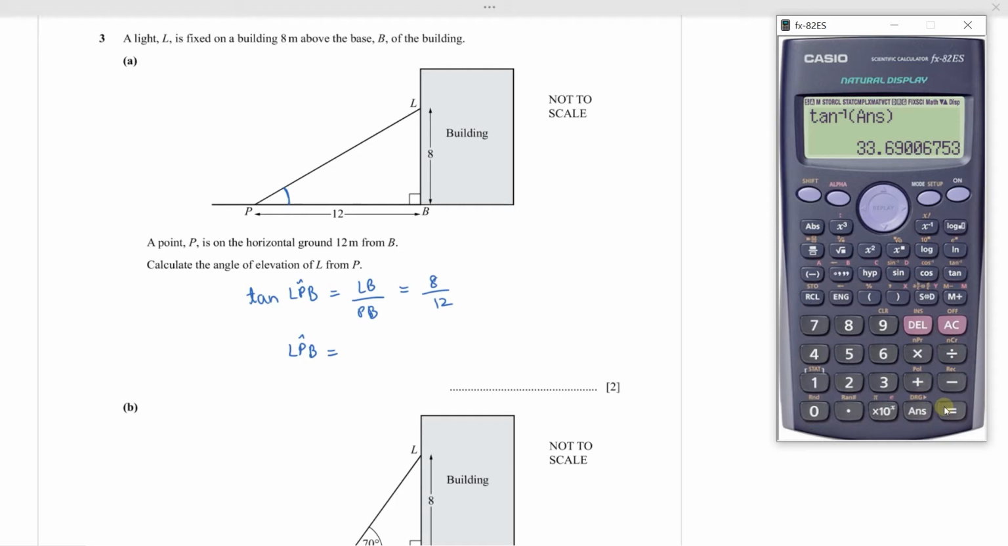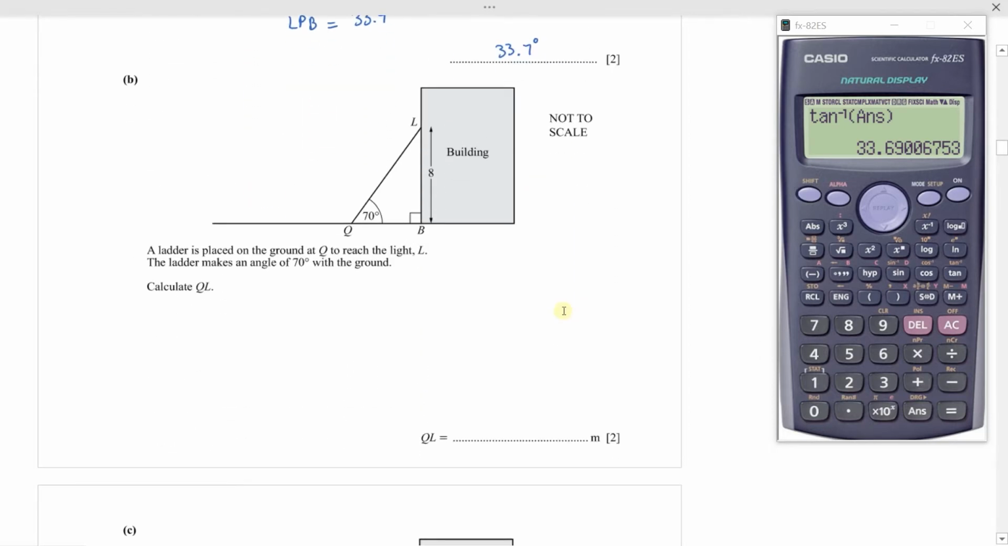So this is 33.69, and then up till 1 decimal place this will be 33.7 degrees, your angle of elevation. Part B: the ladder is placed on the ground at Q to reach the light L. The ladder makes an angle of 70 degrees with the ground. Calculate QL. So again, if I look at this triangle QLB, it is a right angle triangle.